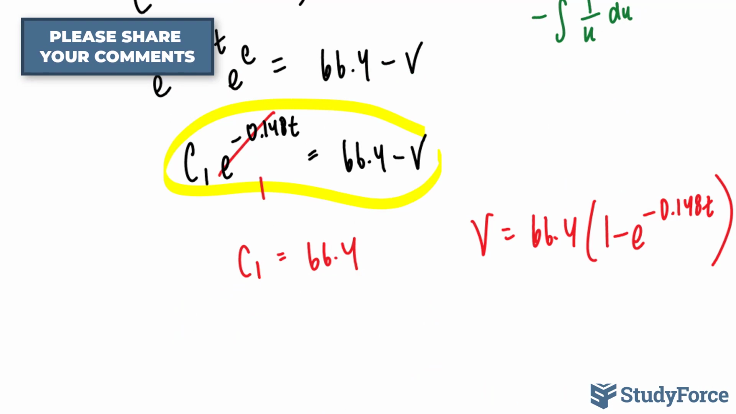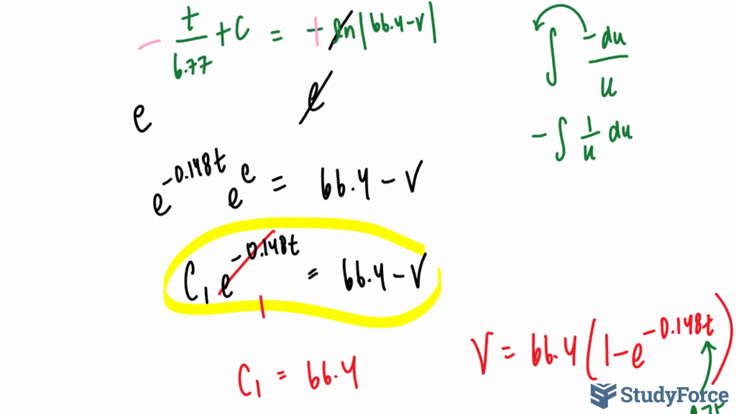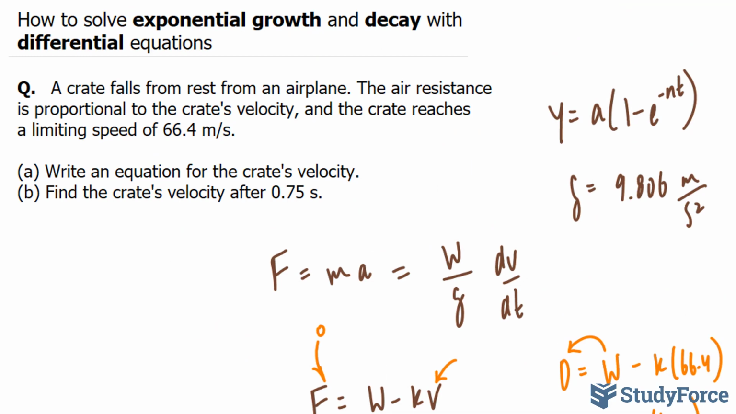Part B of this question also asks us what happens at t is equal to 0.75. So we replace this t with 0.75 and we'll know what the velocity is after 3/4 of a second. You should end up with 6.98 meters per second. And there you have it. That is how to solve exponential growth and decay with differential equations.